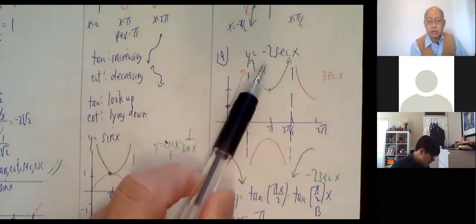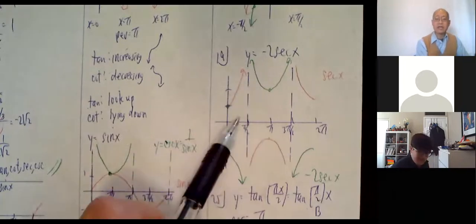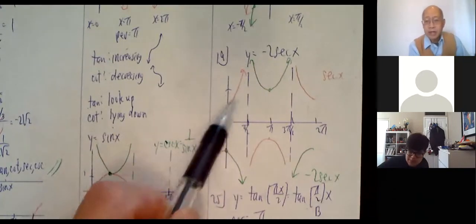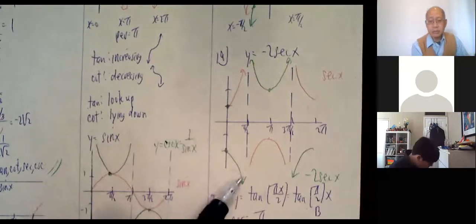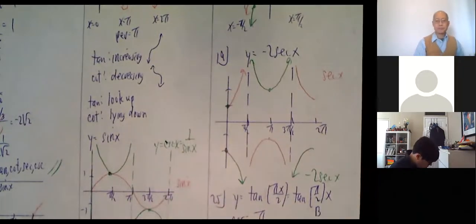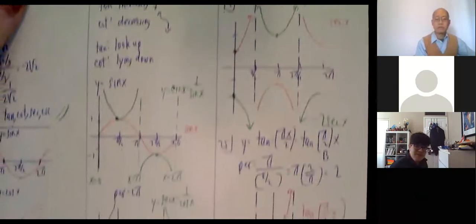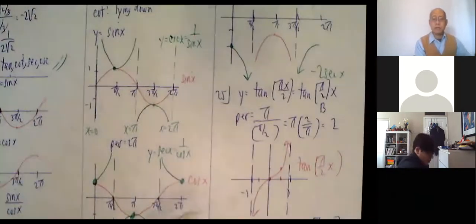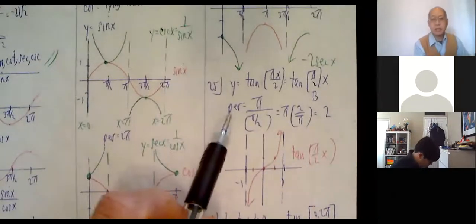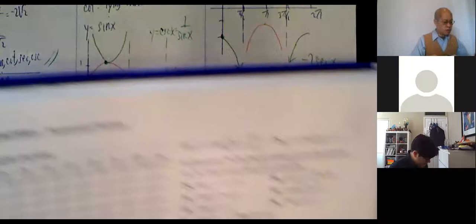Okay, you double all the values except reflect across the x-axis also. Okay, so if the red is above the x-axis, the green is below, and vice versa, as you can see here. Okay, so that's that one. Okay, then 25 was the last one of this type that I was going to show you. y equals tangent pi x over 2.